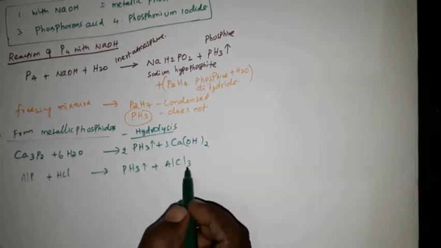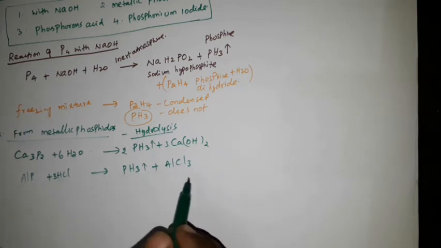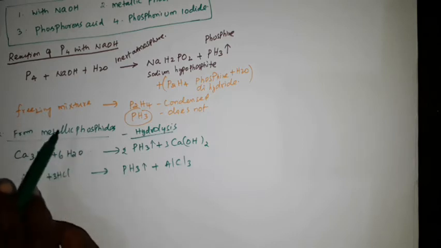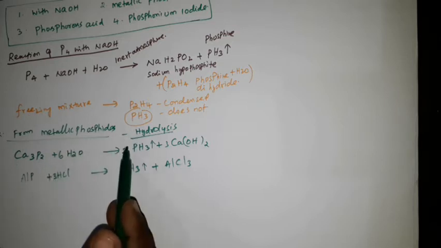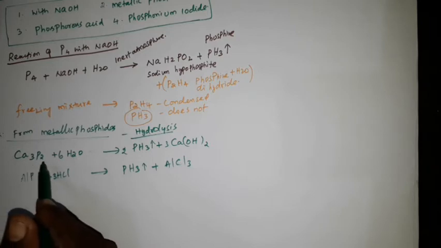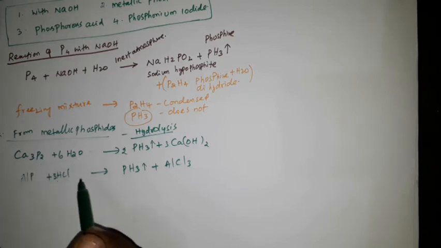In the second equation put 3 here. Now the equation is balanced. Okay. So there are two methods we studied. One is phosphorus with NaOH. Then the second method, hydrolysis of metallic phosphide, hydrolysis of calcium phosphide, or the reaction of aluminum phosphide with hydrochloric acid. Clear?